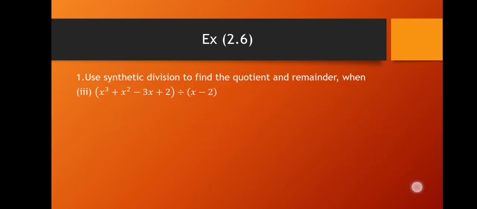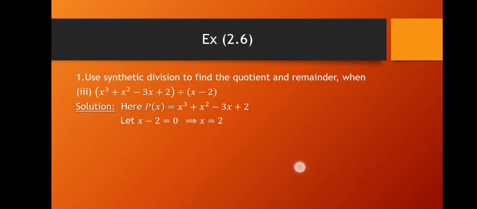For this, first we write that the polynomial containing x is the cubic polynomial x cube plus x square minus 3x plus 2. Now let the linear divisor x minus 2 be equal to 0, which implies that x is equal to 2. It is similar to the remainder theorem from the start, but from this step it will change.